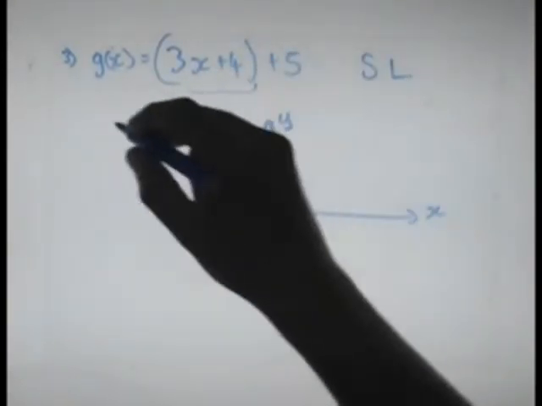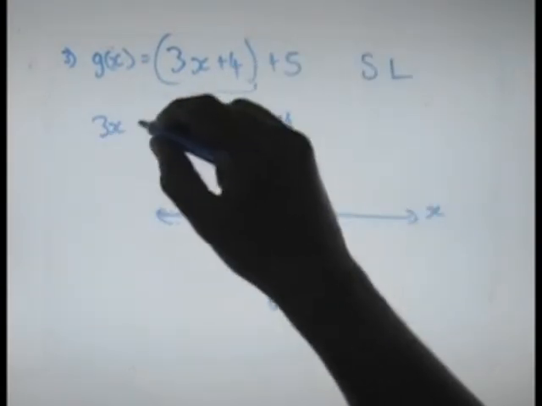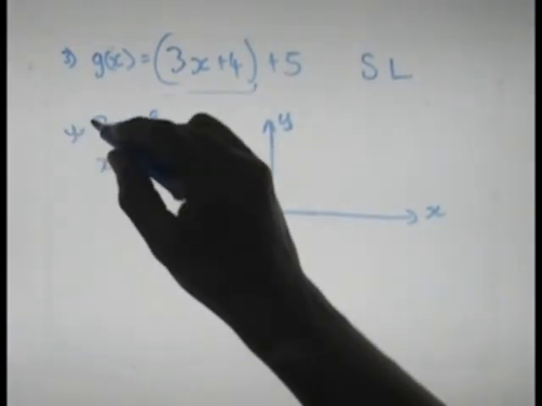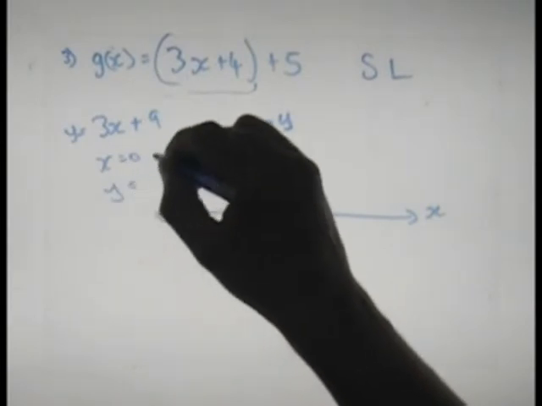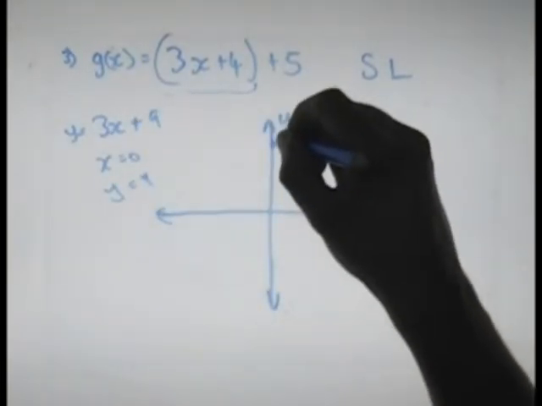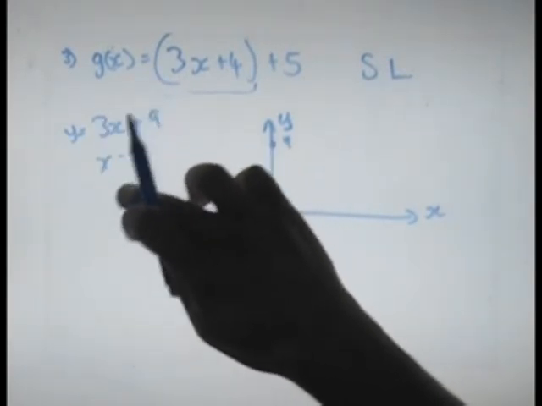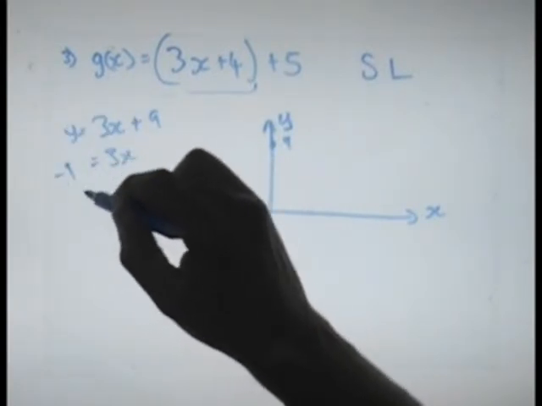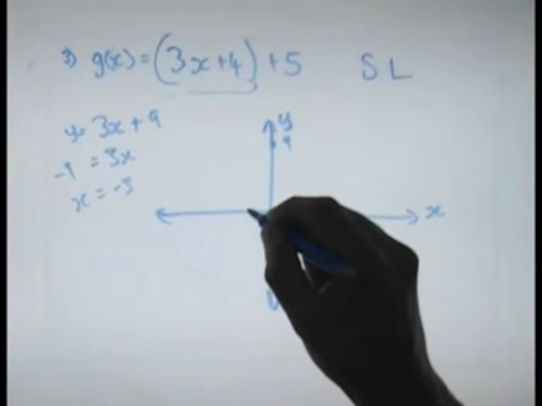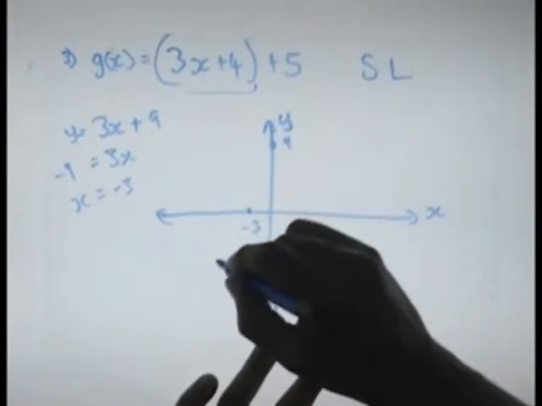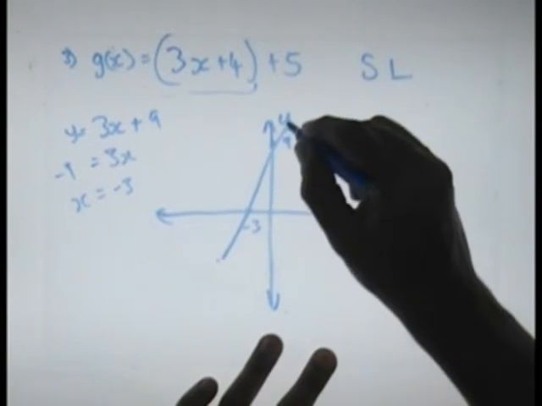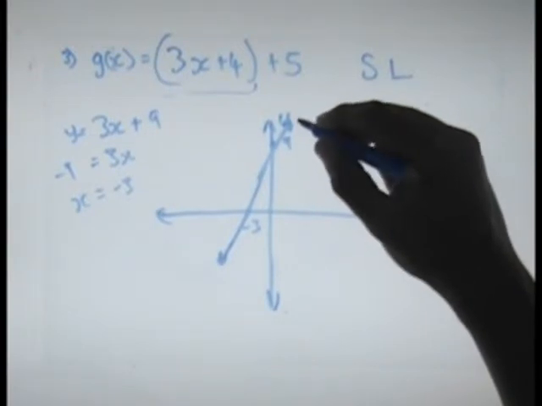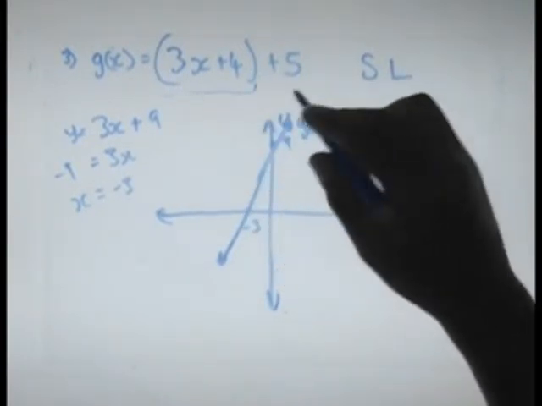Firstly, this is going to become 3x plus 4 plus 5, which is 3x plus 9. y is equal to that. When x is equal to 0, y is going to equal positive 9. And when y is equal to 0, that means that 3x is going to equal negative 9. That means that x is equal to negative 3. That means that our new graph looks like that. That is the graph g of x is equal to 3x plus 4 plus 5.